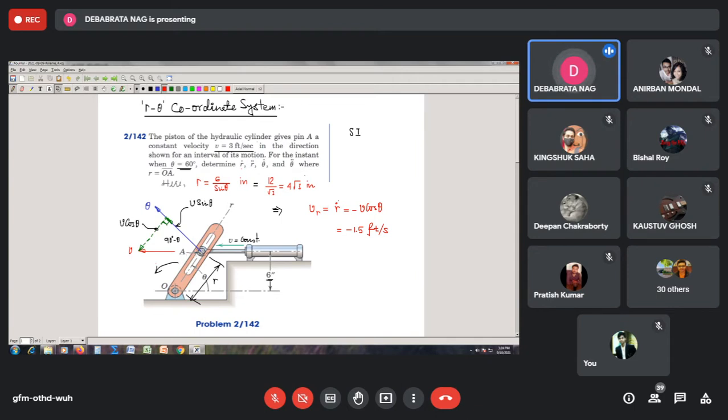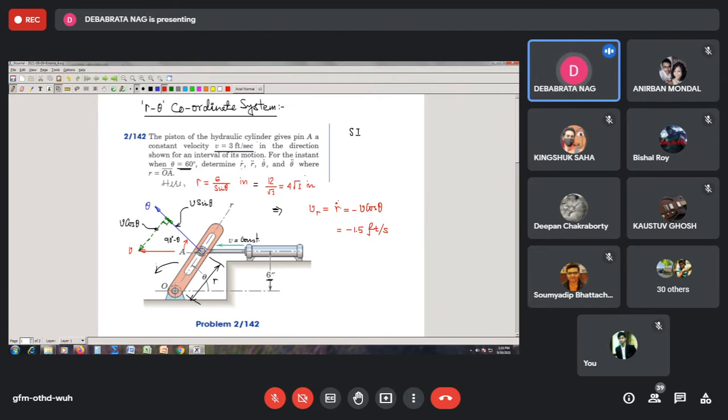Since this is the total velocity of the pin, I can resolve it into two components, one along the perpendicular direction, and we can say this is V, and since this angle is going to be 90 degree minus theta, this component will be V cos of 90 degree minus theta, which means V sin theta. And similarly, this one will be V sin 90 degree minus theta, which means it is V cos theta. So these are your velocities. It is pretty obvious that this is along the negative direction of r.